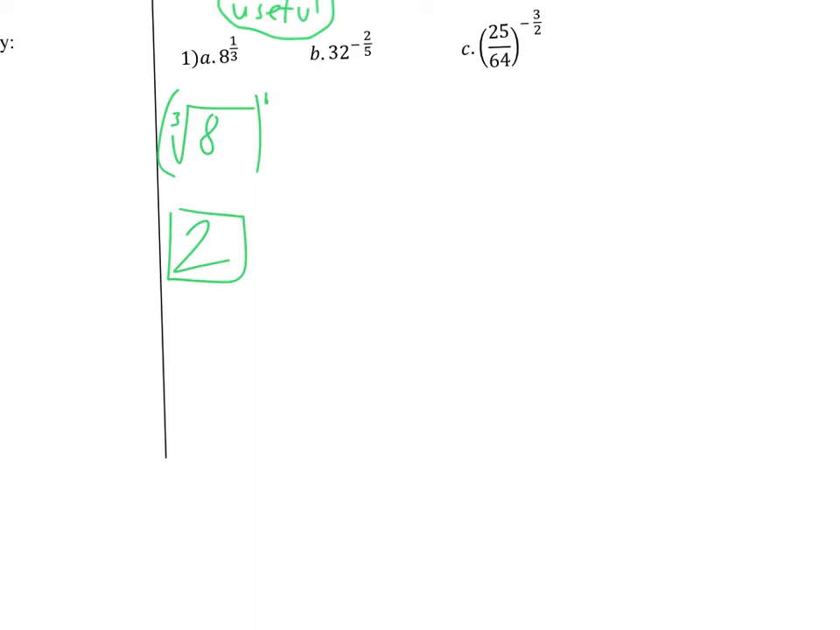All right, so the next up here, part B, we've got a little trickier. So on this one, the first thing I see is the negative exponent. I always like to move that first. So I'm going to make this 1 over 32 to the 2/5 power. Remember that a negative exponent does not create a negative number. It creates a fraction. So that gets flipped to the bottom.